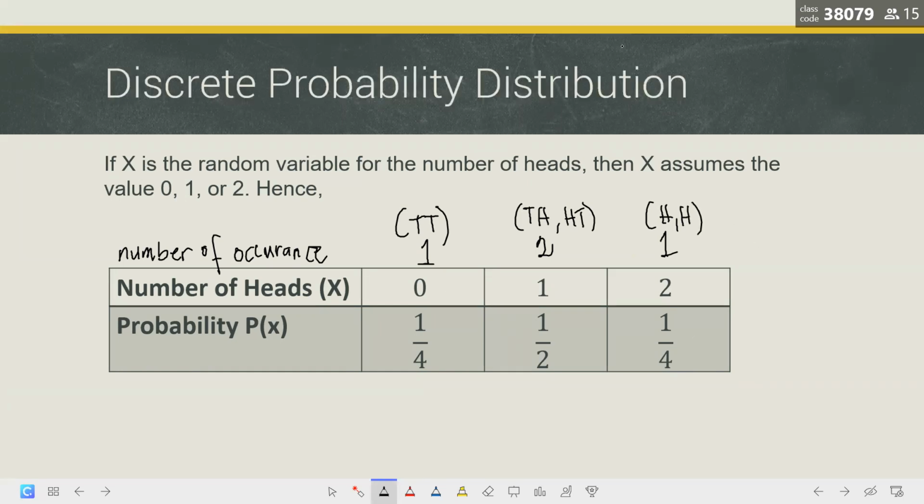Yan yung number of occurrence. Ngayon, class, ilan yung ating total outcome? Ilan yung ating sample size? Again? 4 po. So, kukunin natin yung ratio ng occurrence and yung sample size. Yun yung magiging probability ng ating discrete random variable. Okay? So, ano ang probability na pag nagtapon ako ng coin ng 2 beses, walang head ang lalabas? So, the correct answer is 1 out of 4 outcomes, kaya 1/4 yung nakalagay dito.